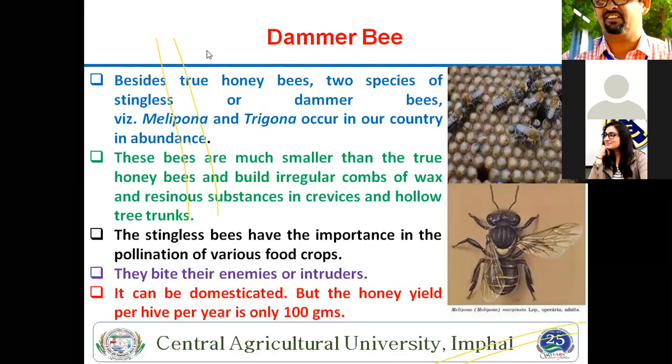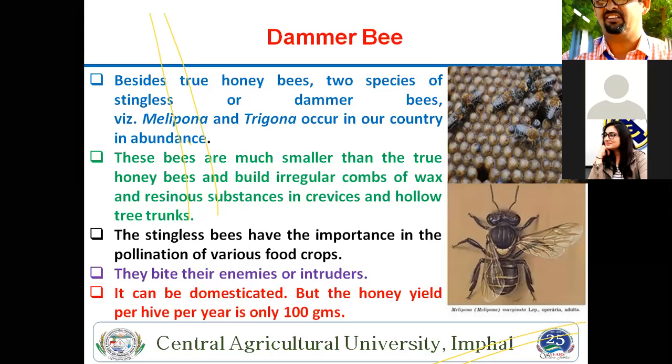Another species is also there, that is dammer bee. It is many times called the stingless bee. This is also an important question, though not for commercial use: which are the stingless bees? That is Melipona or Trigona. Two species that are abundant in our country. And this question comes: which species is stingless?